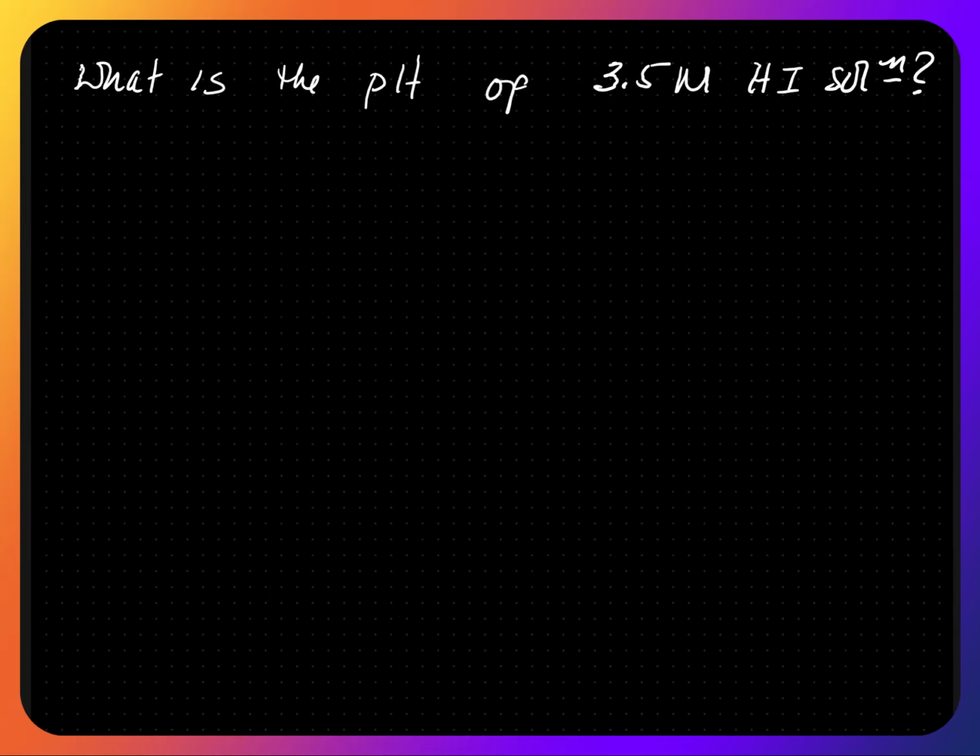So here you want to find the pH of a 3.5 molar HI solution. So first of all, we need to write an equation. HI is a strong acid, so it's going to dissociate 100%. So that means if I start with HI, which is AQ because it's a strong acid, it is going to break down 100%. So it's going to break to H plus AQ and I minus AQ. Its conjugate is going to be weak.